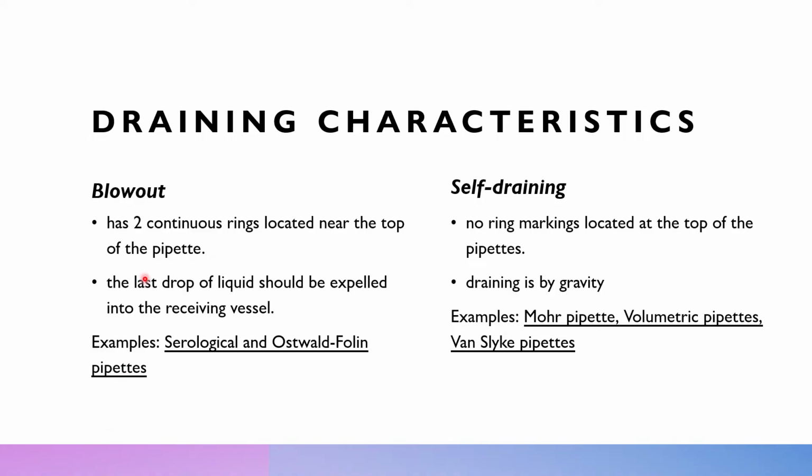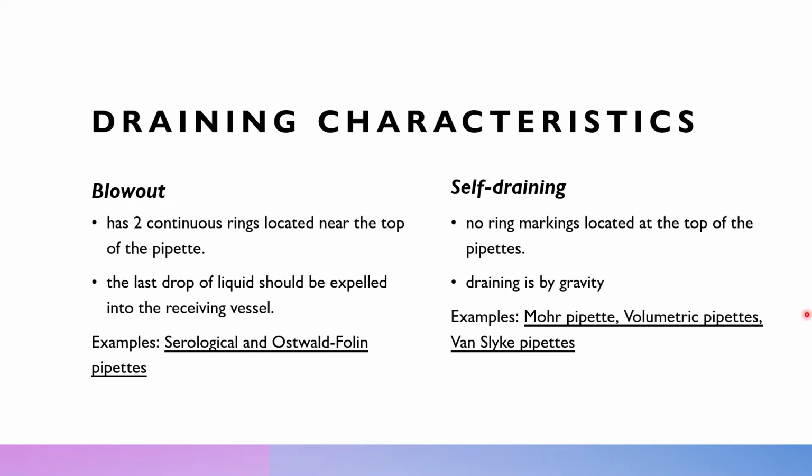Without these two continuous rings, then you call that type of pipette self-draining. And us, the users, we are allowed to let the contents of the pipette drain by gravity. The tip of the pipette should not be in contact with the accumulating fluid in the receiving vessel during drainage.